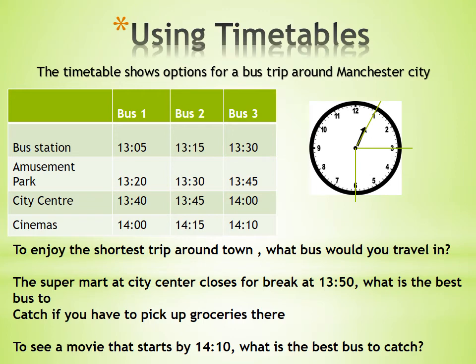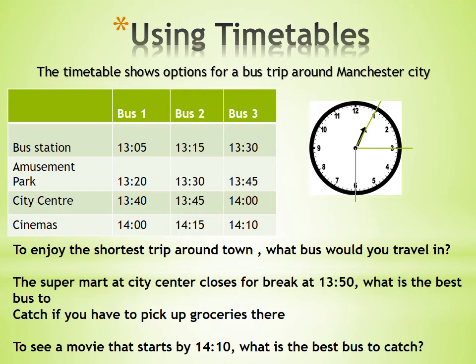If I take bus 2, it's going to arrive at 14:15. The movie has started. If I take bus 3 equally, it's going to arrive at 14:10. The movie has started. What about the time between when I'll get down at the bus station and walk into the cinemas? Okay, so I think the best option for us here is bus 1. You agree with me? Okay, great.